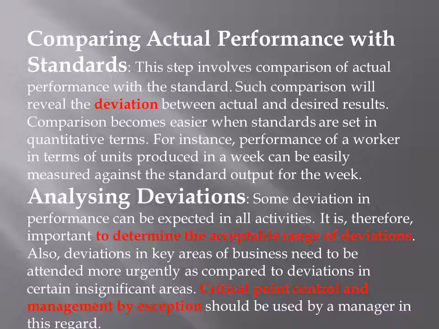So in the controlling process, first of all the standard performance will be fixed, then the actual performance will be measured, and then the comparison of actual and standard performance will be done. After comparing actual and standard performance, there will be some deviation. Definitely the organization will analyze these deviations. And it is important that there should be some acceptable range of deviations.